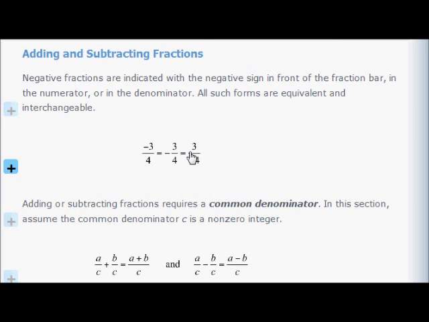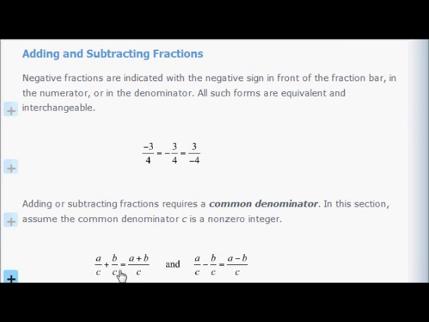Adding or subtracting fractions requires a common denominator. So here we'll assume that the common denominator is a non-zero integer because we don't want to ever have fractions over zero, they're undefined. So a over c plus b over c we can add because they both have the same denominator, c, right? If you have a pizza that has c slices per pizza, let's say c is 8, so there's 8 slices per pizza, and this pizza only has a number of slices on it left. What fraction of a pizza is that? It's a over c, or 8 in our case.